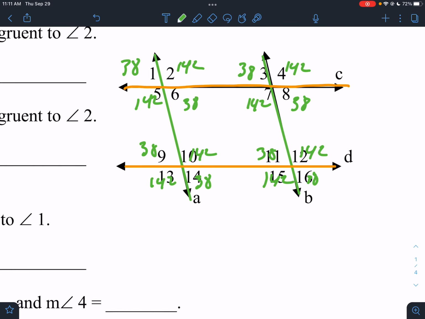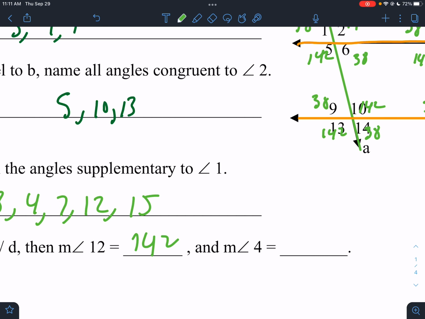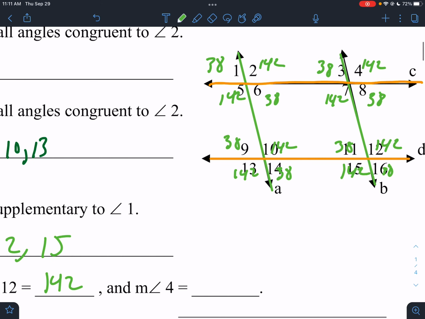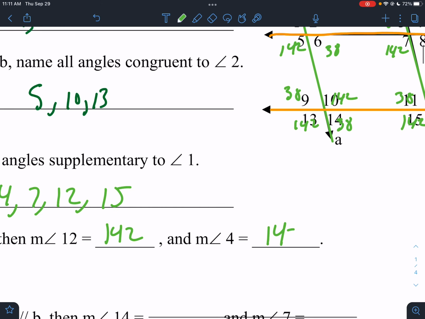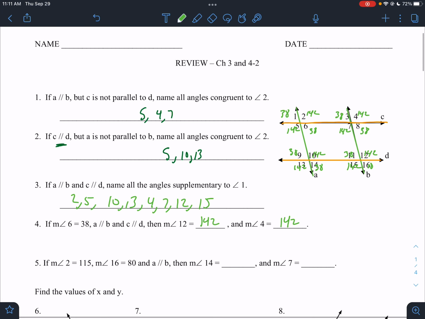So how big is angle 12? Well, it's either 38 or 142. In this case, it's 142. How big is angle 4? And it is also 142. There you go. Okay, I like it.